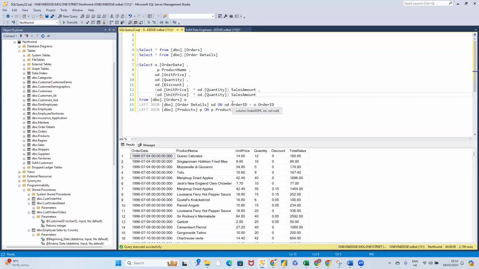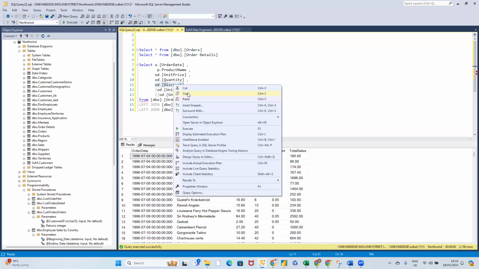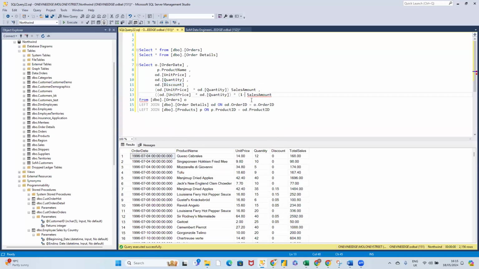So what I do again is I'll multiply the sales amount by the discount, and that is going to be multiplied by 1, which is 100, minus my discount amount. Because that discount you're saying is in percentage. So minus my discount.